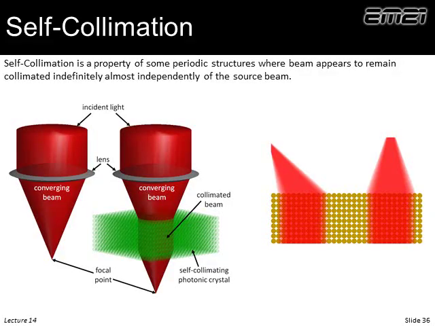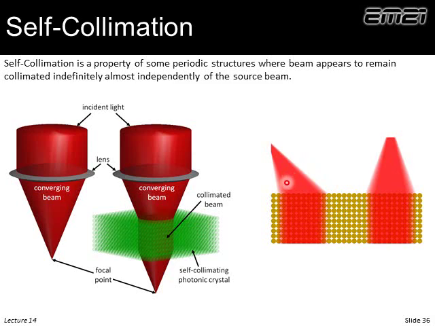What is self-collimation? Self-collimation is a phenomenon that occurs in a periodic structure, a photonic crystal, where no matter what direction a wave tries to go, it's forced to go straight and forced to follow the lattice. So this cartoon on the right explains it pretty well. If we have a diverging beam, that will collimate, and it will no longer diverge inside the lattice. And it also follows the lattice.